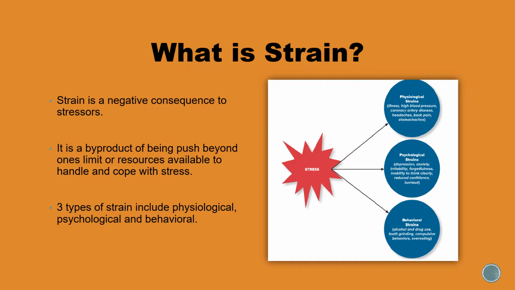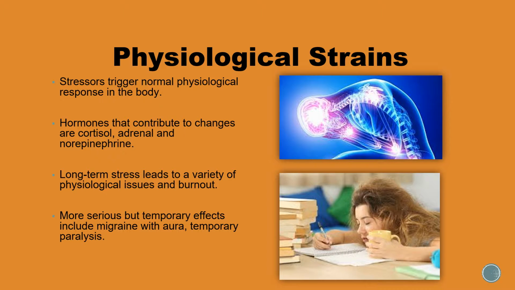What is strain? Strain is a negative consequence to stress. It is a byproduct of being pushed beyond one's limit or resources available to handle and cope with stress. There are 3 types of strains we're going to discuss in the next slides. They include physiological, psychological, and behavioral. The first slide we're going to discuss is physiological strains.